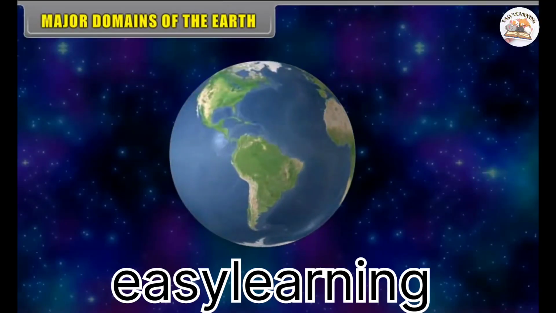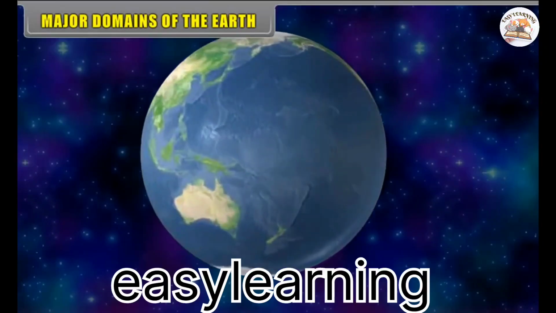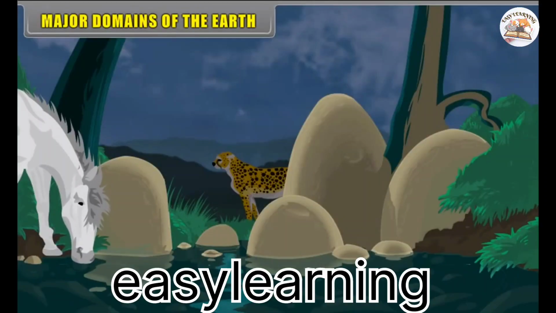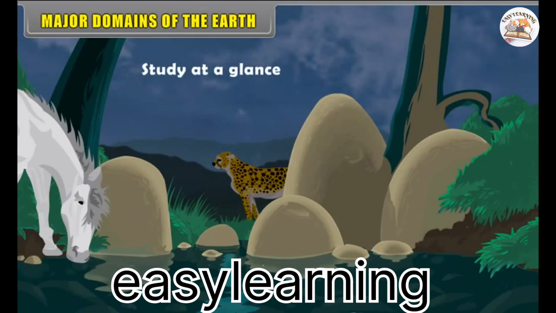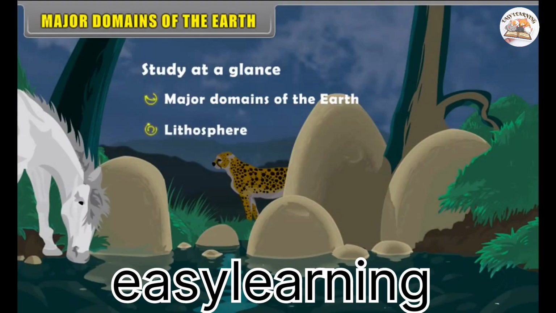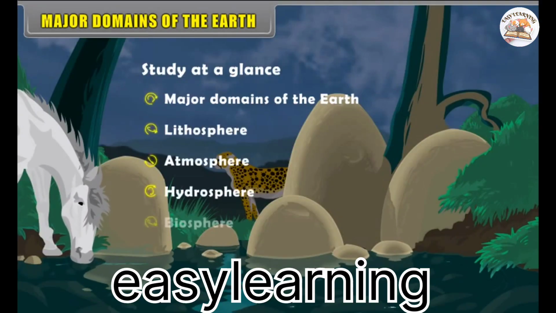Major domains of the Earth. Our Earth has a unique distinction of being at a reasonable distance from the Sun. The Earth provides a suitable environment which is favorable for the origin and sustenance of all types of life: human life, plant life and animal life. Study at a glance. Major domains of the Earth: lithosphere, atmosphere, hydrosphere, biosphere.